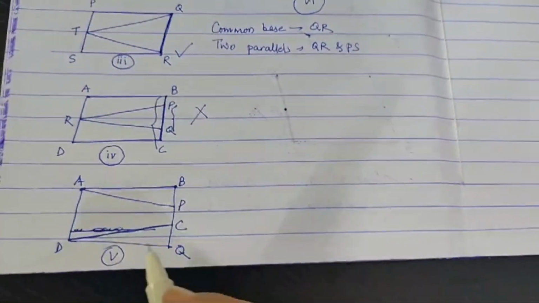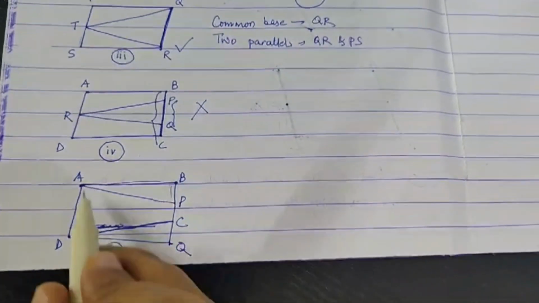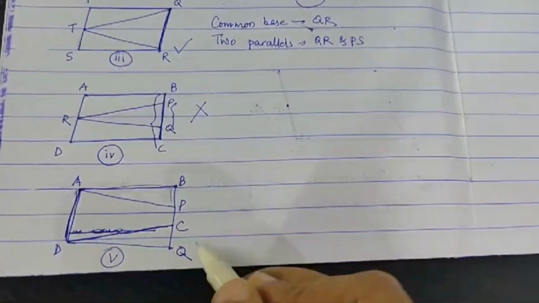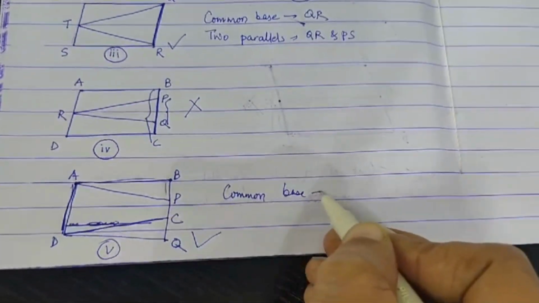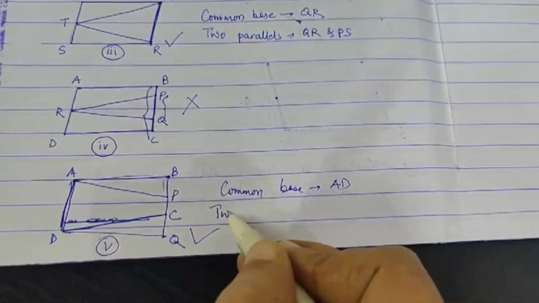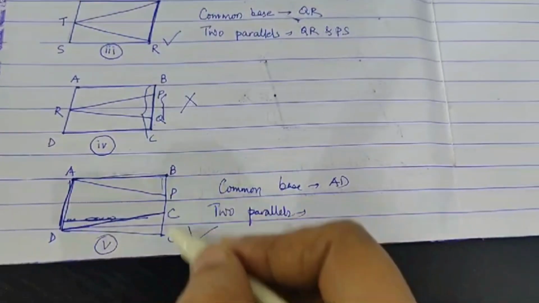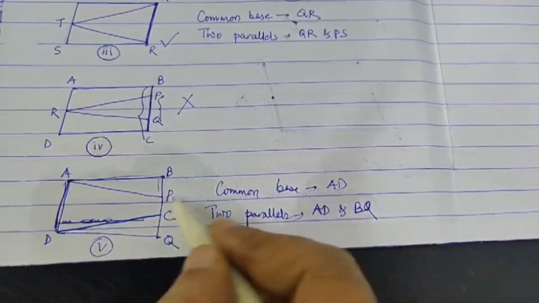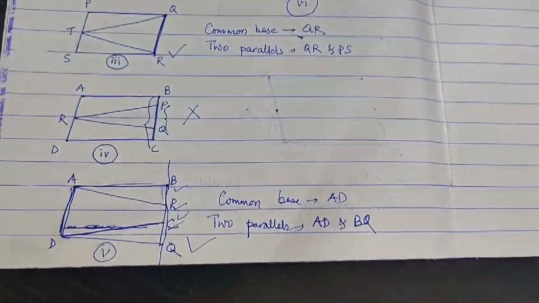Let's understand this one. There are two parallelograms, ABCD and APQD. Let us suppose this is the common base AD. This will be a figure. The common base is AD and the two parallels are AD and BQ, because these vertices are lying on the same line.